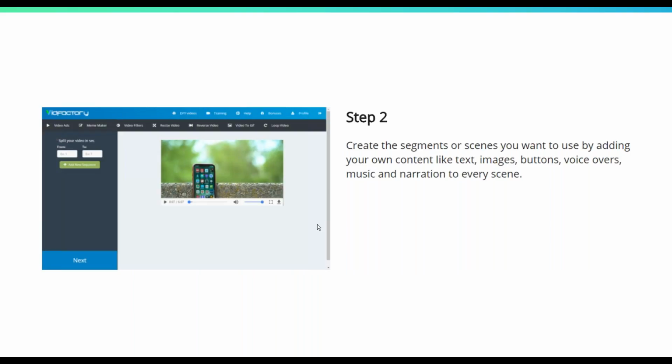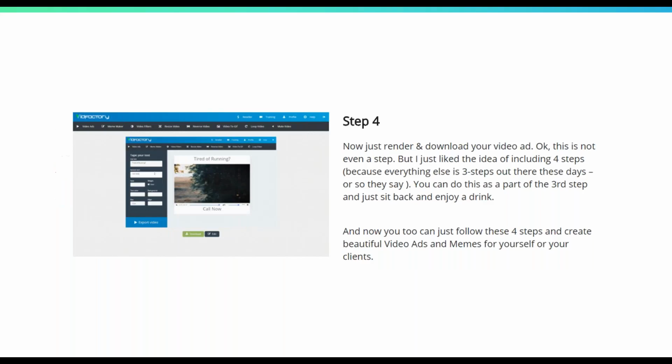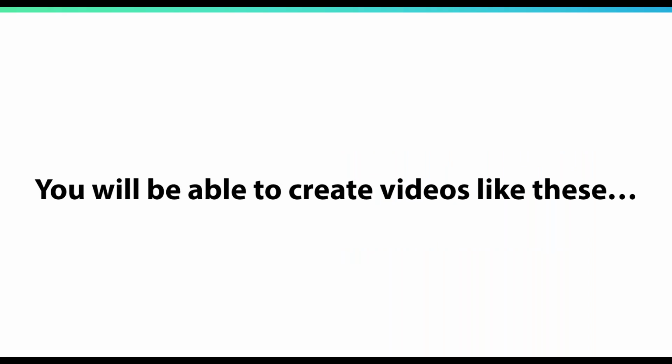Step 2, create the segments and scenes that you want using the editor, and of course add text, images, buttons, voiceovers, music, and narration to every scene, to a specific scene. Step 3, create attention-grabbing call to action buttons to create massive traffic and loads of sales for your business. And step 4, render the video and download your video ad and use it on Facebook, use it on Instagram, use it on any campaigns that you want. And everything is handled on the cloud, so you don't need to worry about the workload.